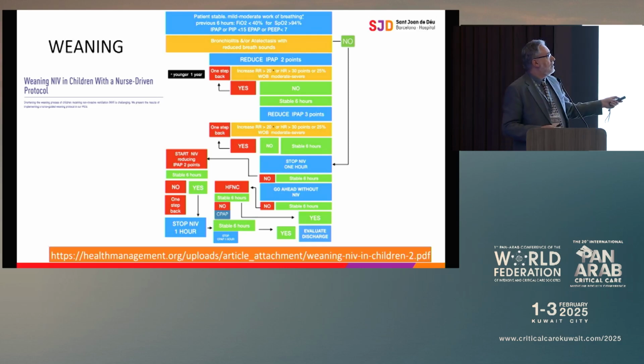So if the patient is stable and has no big problems, no other underlying diseases, if the FiO2 is below 40%, we are at 14.6 of PEEP, saturations are okay, it doesn't matter what the time of the day or the night is, the nurse can start and reduce the IPAP by 2 points. Just knowing that in the next 6 hours, if there is no increase of work of breathing, respiratory rate, heart rate, then she or he can continue on that. If something goes wrong, just one step back. It's a very safe approach.